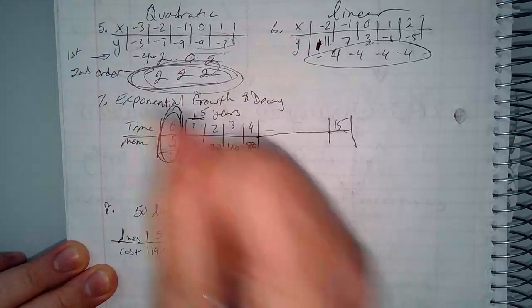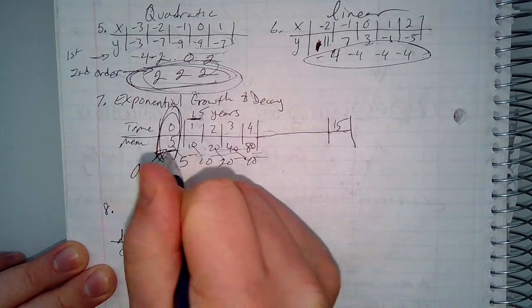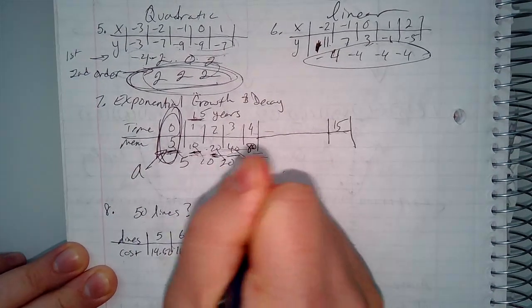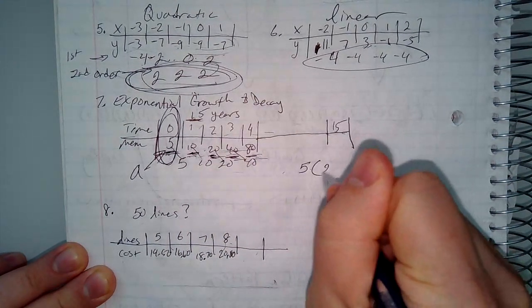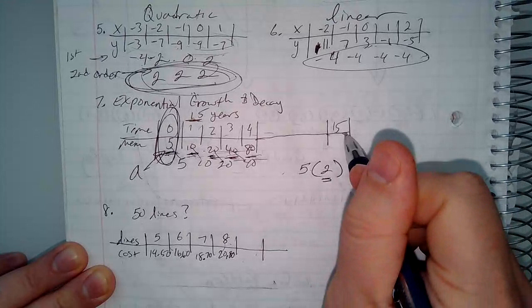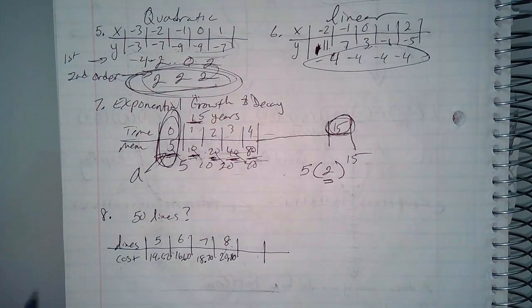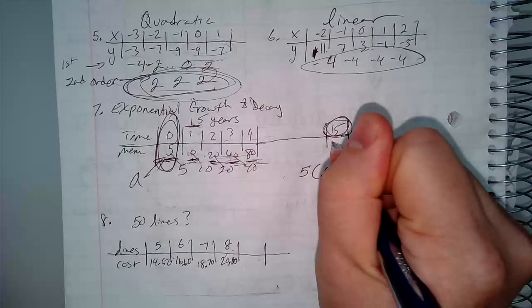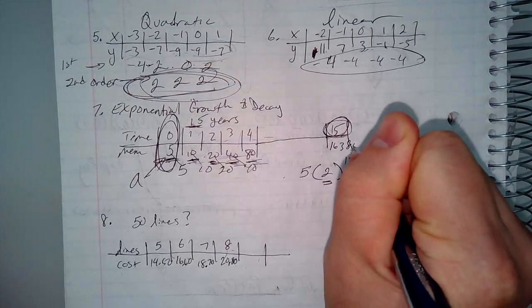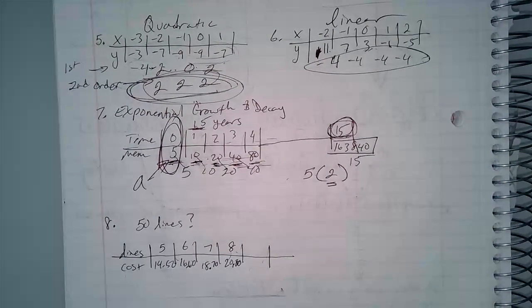We know that this is our initial value. That's our A. We know that each time it's going 5, 10, 10, 20, 20, 40, 40, 80. We know that it's doubling. So we know that it's going to be 5 times 2. That's doubling. And then after 15 years, so to the power of 15. 5 times 2 to the power of 15 is going to give me a lot. 163,840.